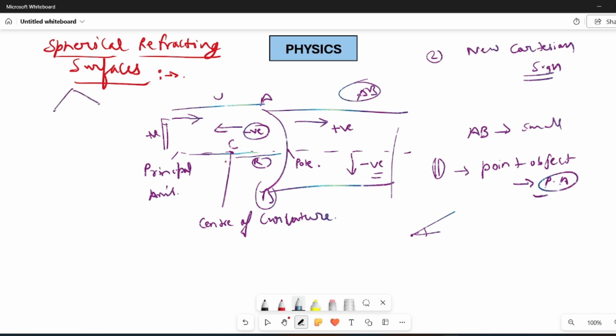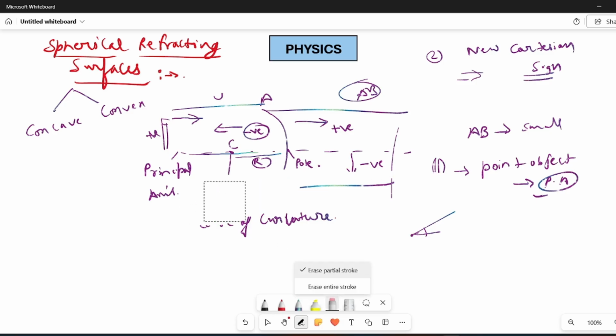We have seen two surfaces: one is concave, another is convex. And this is the new Cartesian sign convention attached to it. Now, by using all of these things, we are going to understand the refraction process through spherical surfaces. And that is going to form our next topic. So see the next topic.